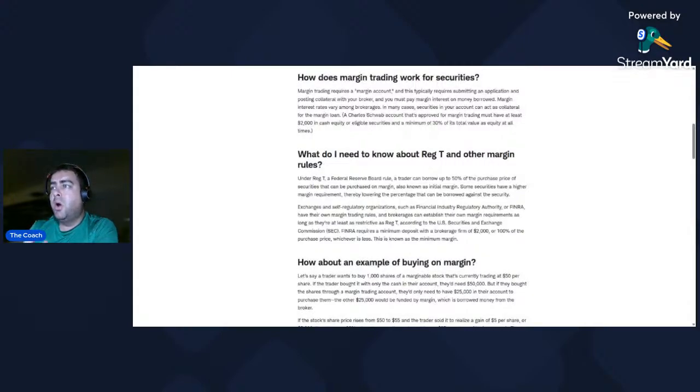Margin trading requires a margin account, and this typically requires submitting an application. Tell us something we don't know. We got that part covered. Posting collateral with your broker, you must pay margin interest on money borrowed. Margin interest varies among brokerages. In many cases, securities in your account can act as collateral for the margin loan. A Schwab account that's approved for margin trading must have at least 2,000 in cash equity or eligible securities and a minimum of 30% of its total value. Okay, so 30% of your total value.